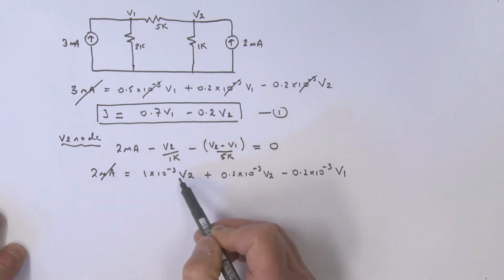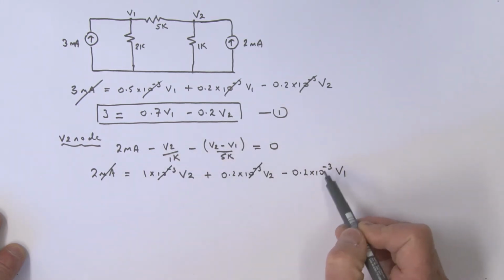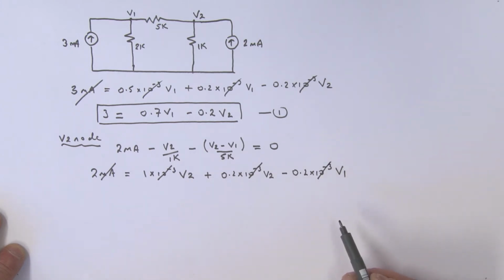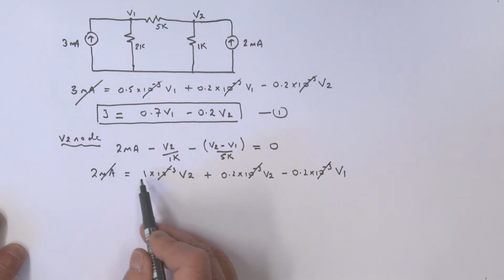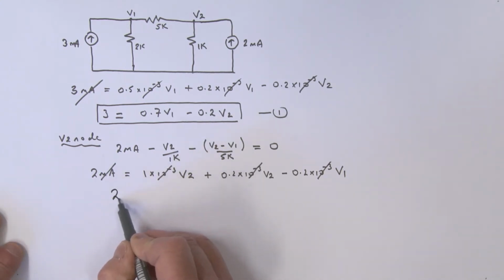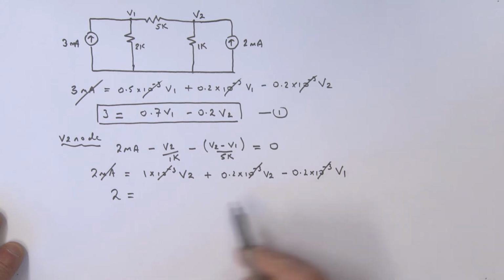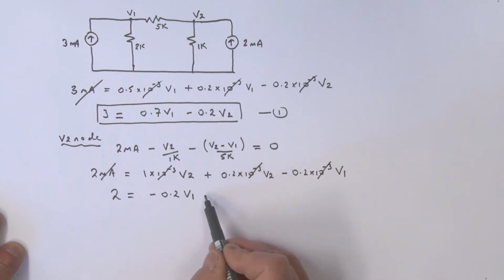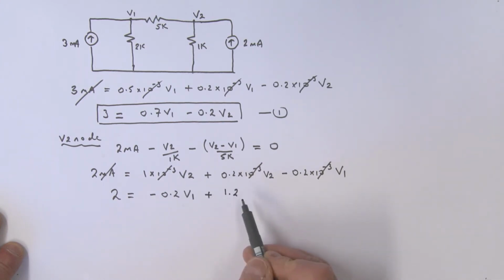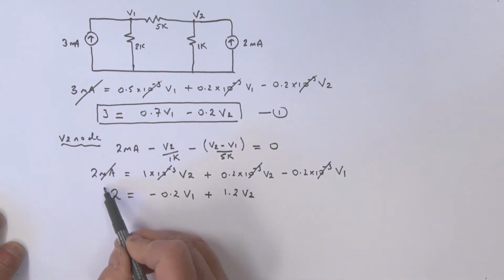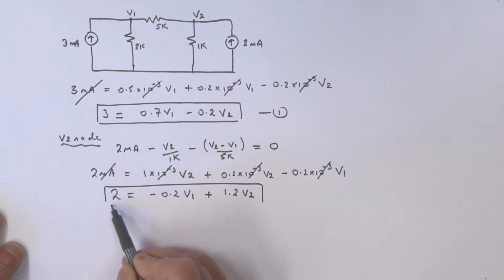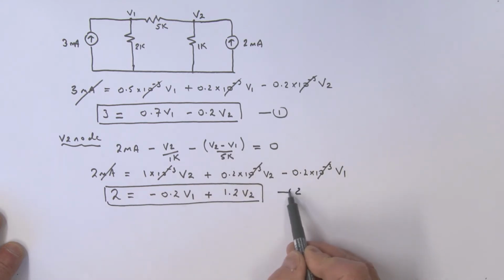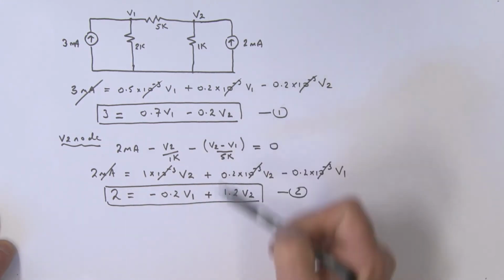So once again, we can get rid of the milli part in all of these terms, and what are we actually left with? So let's have a look. So we've got 2 is equal to, how many V1s? Well, we've got a minus 0.2 V1s, haven't we? Yes. And then what about V2? I've got a V2 sitting here and a 0.2 over here, so that is a plus 1.2 V2, okay? And that is really my second node equation. I'm going to just label this as equation 2.